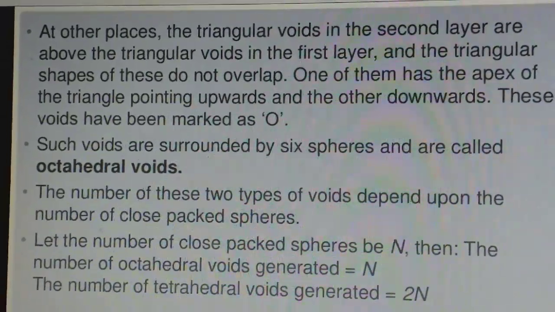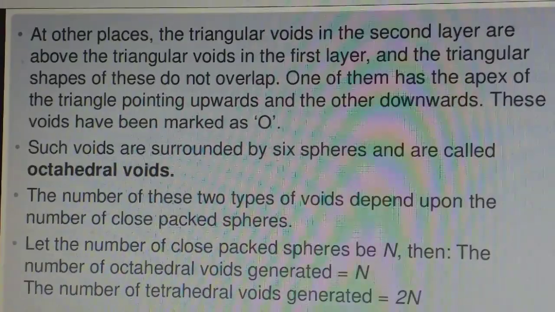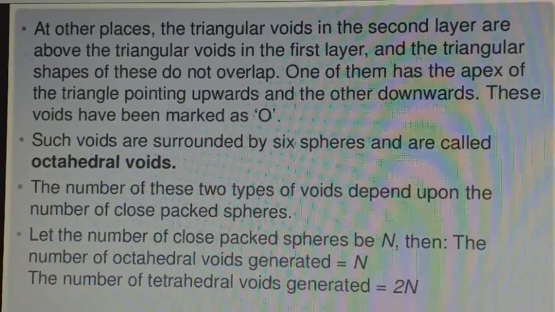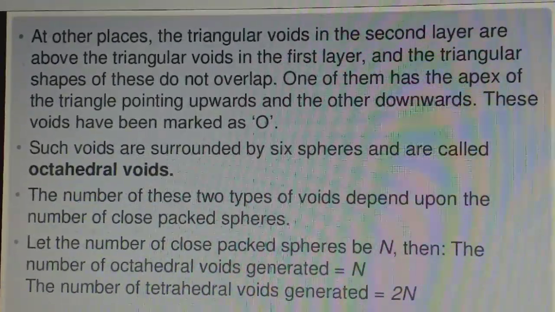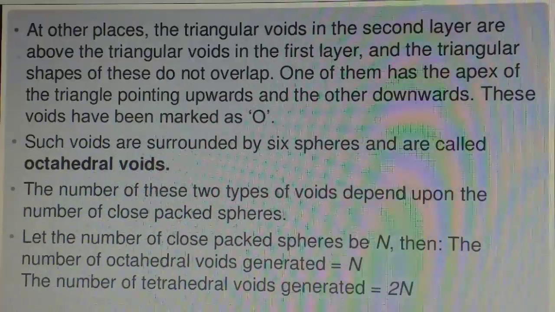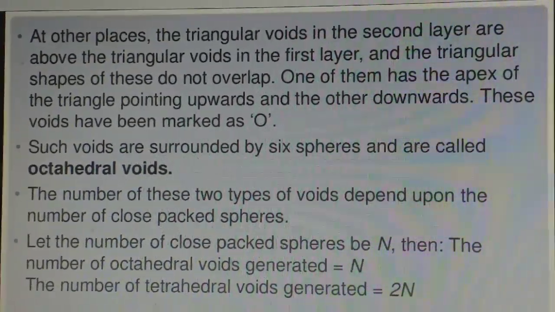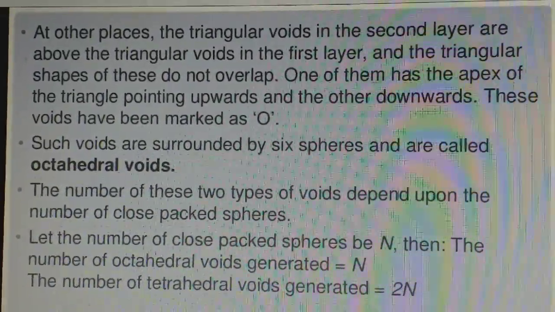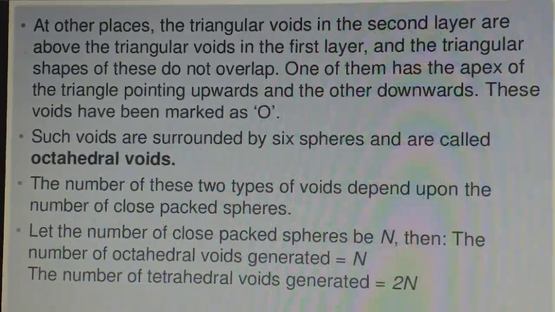At other places, the triangular voids in the second layer are above the triangular voids in the first layer, and the triangular shapes of these don't overlap. One of them has the apex of the triangle pointing upwards and the other downwards. And these voids have been marked as octahedral void. Such voids are surrounded by 6 spheres and are called octahedral void.